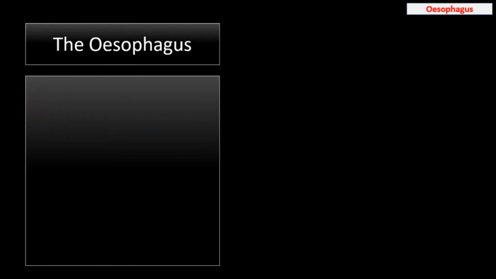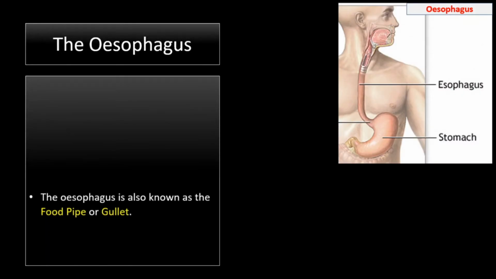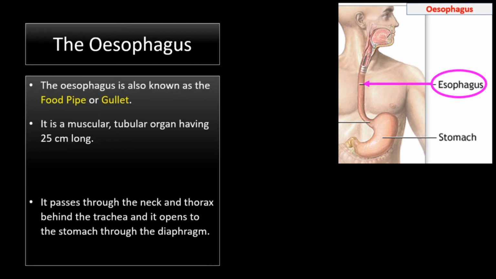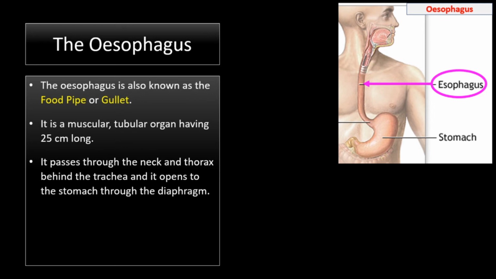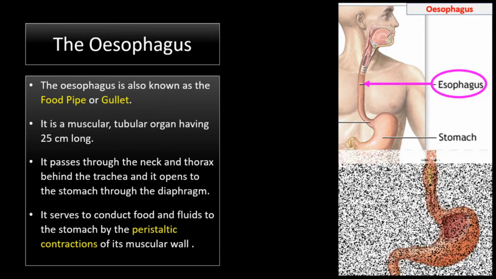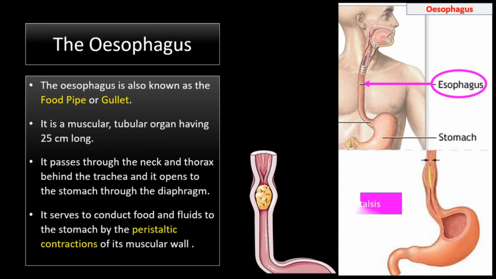Let us discuss the esophagus. Esophagus is also known as food pipe or gullet. It is a muscular tubular organ 25 cm long. It passes through the neck and thorax, and behind the trachea it opens to the stomach through the diaphragm. It serves to conduct food and fluids to the stomach by the peristaltic contractions of its muscular wall.